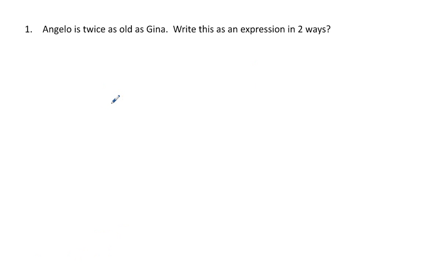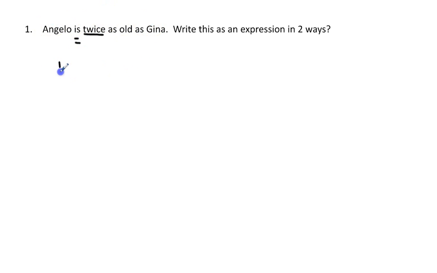In this problem, it says Angelo is twice as old as Gina. Write this expression in 2 ways. So a couple of things we have to look for is where the equal sign is going to go, and we have to know the word twice. So what I have is 2 unknowns. I have Angelo and I have Gina.